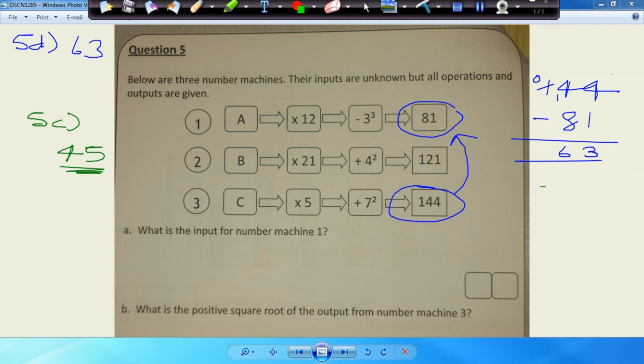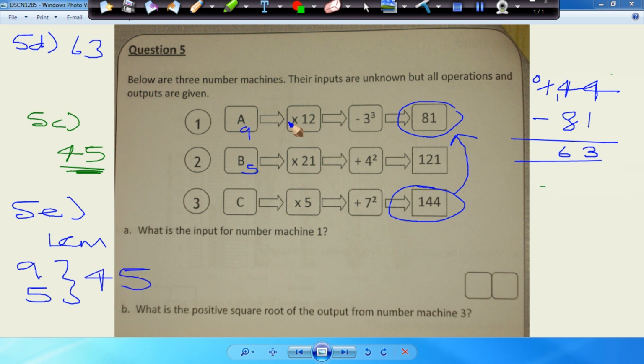Right, 5 part E. What is the lowest common multiple of the inputs for number machines 1 and 2? What were the numbers for machine 1 and 2? 5A was 9 and B was 5. So we're looking for the LCM of 9 and 5. The lowest common multiple of 9 and 5 is the smallest number in both times tables, which will give us 45. Excellent. That's E done.